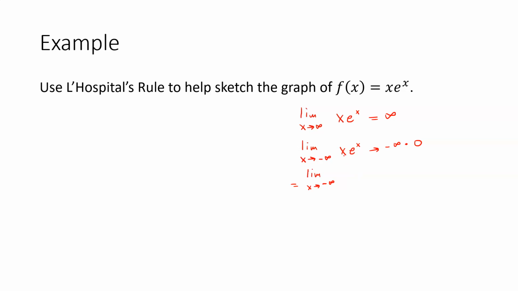I can leave the x in the top and bring e to the x to the bottom, or I could do the other way around. Let's see what happens if I do it this way, if I take x over e to the negative x. So I leave x in the top, but then I'm going to bring this e to the x term to the bottom as e to the negative x. So now we see it's in this negative infinity over infinity form.